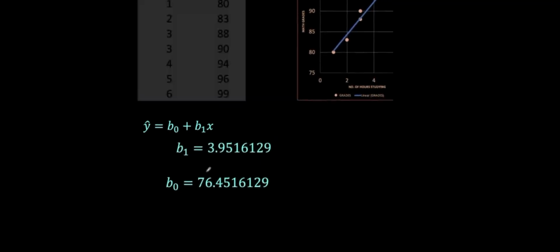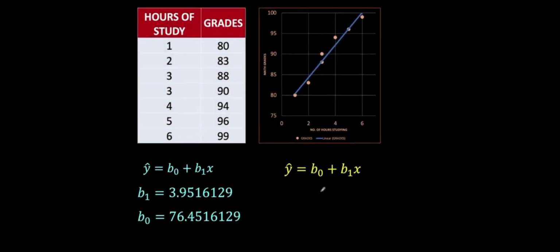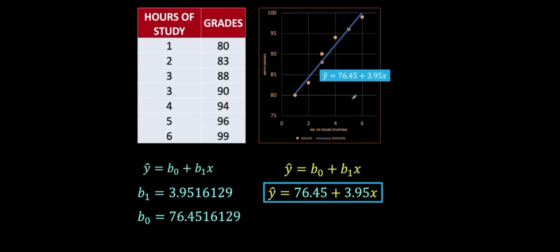So our model therefore would be y cap is equal to 76.45 plus 3.95x. We now round this off to 2 decimal places. The same thing here. This is now our linear model. And this is now the equation of this blue line. That is now what we mean by modeling the data using linear regression. The regression line is this blue line, and the equation of that blue line is now our linear model.